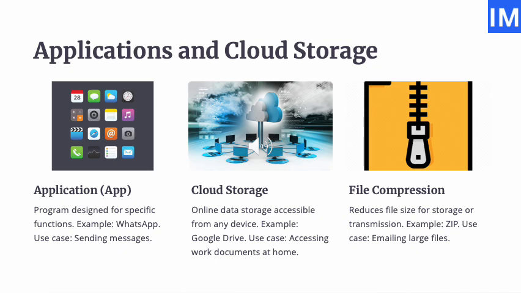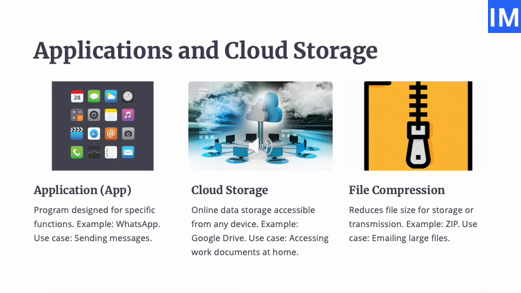Next, we have vocabulary related to application and cloud storage: application, cloud storage, and file compression. An application, or app, is designed for a specific function, like WhatsApp for sending messages. Cloud storage, such as Google Drive or OneDrive, allows you to store data online, accessible from any device, ideal for accessing work documents at home. For example, I teach online, so I use cloud storage most of the time so that I can navigate between devices, even if I'm in Burkina Faso or the United States.